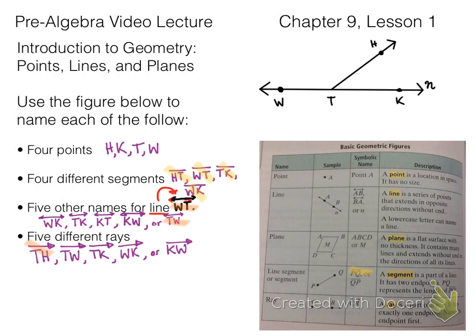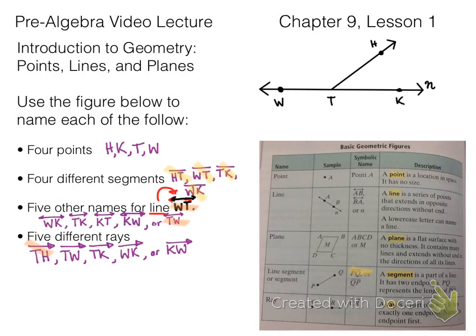I also have TW. Even though it goes past T to K, I can say I'm starting at T and going all the way through W. That's a ray. Even though there's more after T on that right side, I don't really care about that; I'm starting here and going through something else, and that is a ray. TK is the same, starting at T and going through K, and then the same with WK. I'm starting at W, and I don't care that there's more of that line on the left. I'm starting at W and going all the way through K. I'm going to keep going because that's a ray. And then the same with KW.